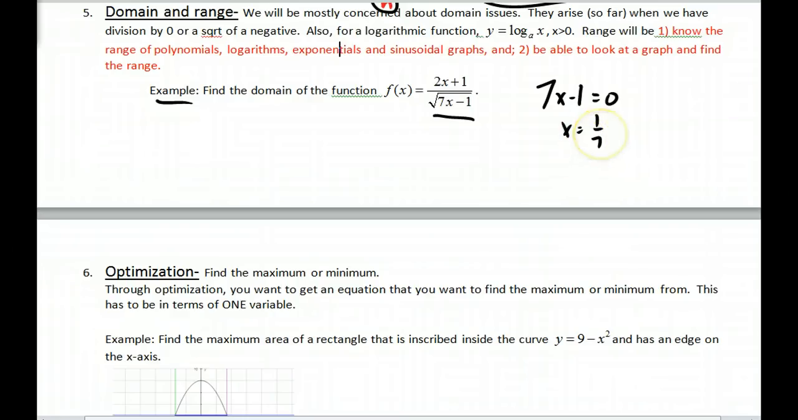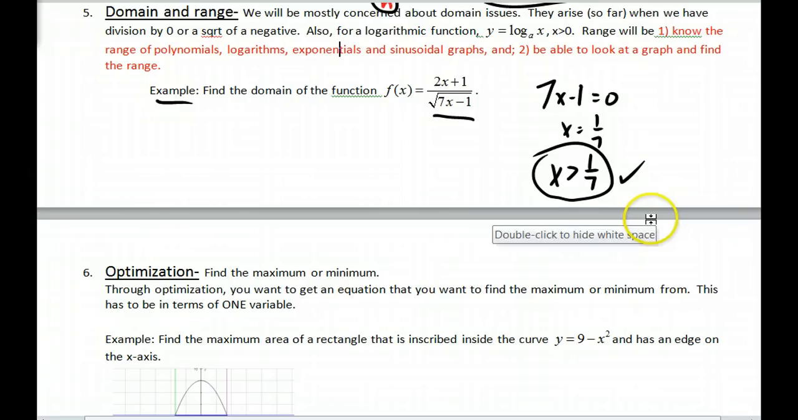And do I have to be greater than that or less than that? Well, for instance, if I plug in 1, I'm okay. So I need to be greater than 1/7. Now, if this was just a square root function, I could put the equal here. But since the square root function is in the denominator, I also have to consider the denominator. I can't divide by 0, so it's just going to be x is greater than 1/7. That would be your domain.